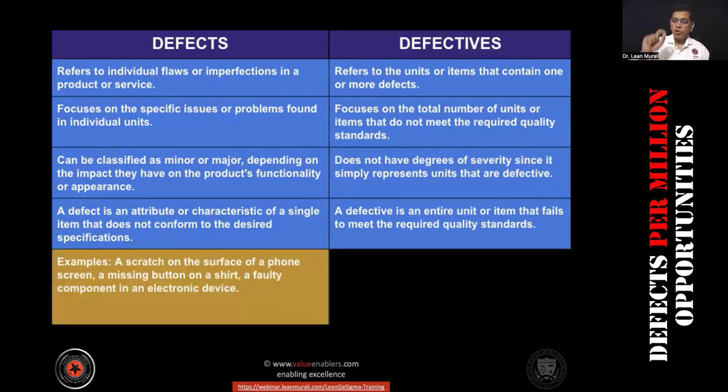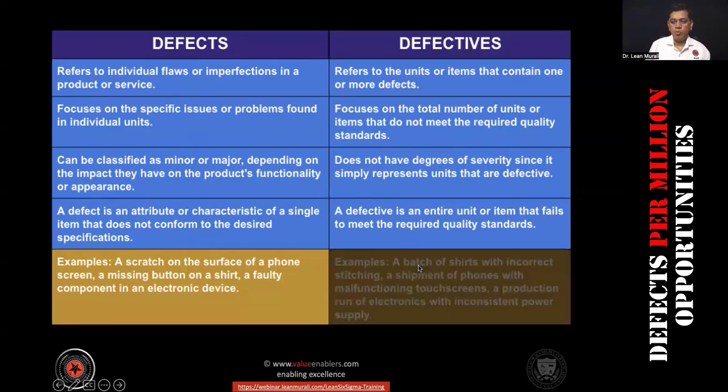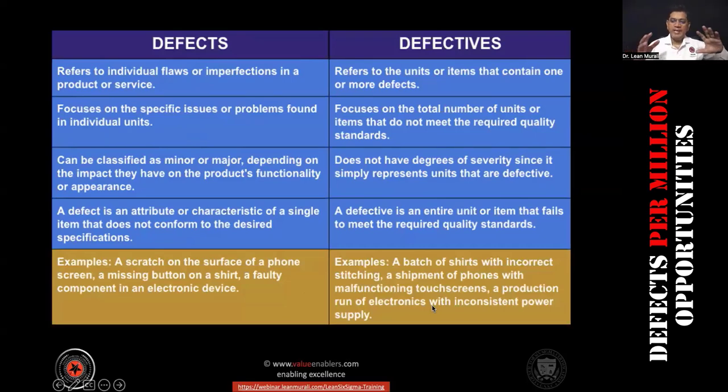Now, a scratch on the surface of a phone, or in a shirt if the button is missing, or on an electronic device, some component is faulty. That means those are all defects. Whereas if there is a batch of shirts with incorrect stitching, or if the phones are shipped with every phone having a malfunctioning touch screen, and some electronic parts which are not functioning, these are all called defective. So if the examples are clear, type CC, crystal clear in the chat box.